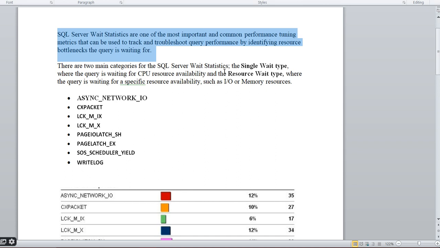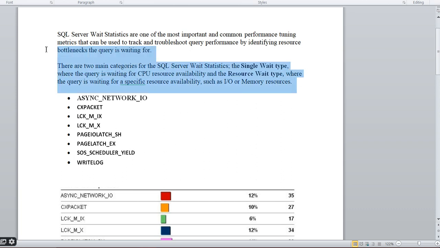There are two categories of SQL Server wait statistics: the signal wait type and the resource wait type. The signal wait type is where the query is waiting for CPU resource availability, and the resource wait type is where the query is waiting for a specific resource availability, such as IO or memory.